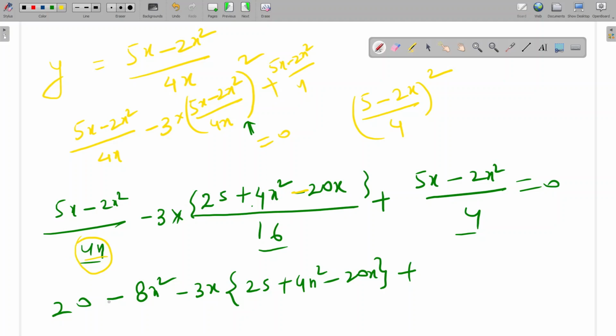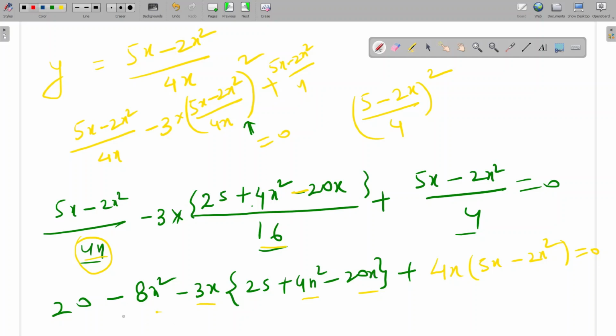So 4 into 5, 20 minus 8x square. This will go x times. So minus 3x into 25 plus 4x square minus 20x, plus this will be 4x times, so 4x into 5x minus 2x square equal to 0. Can we simplify this further? I'm also writing, you can also write with me. If any error will be there, you can just tell me.